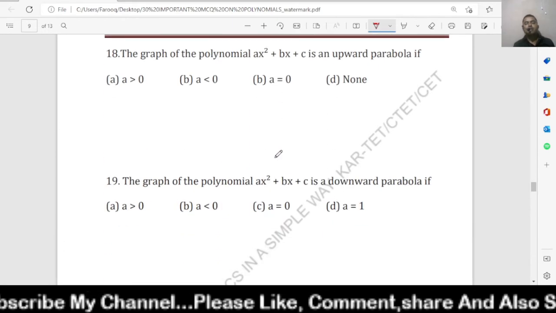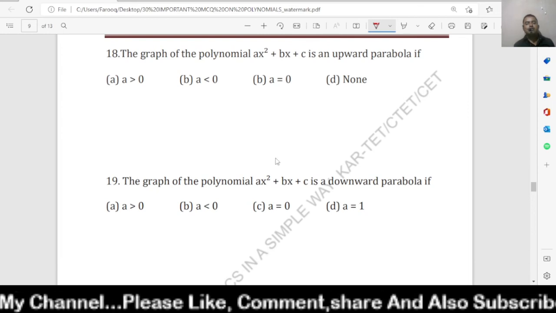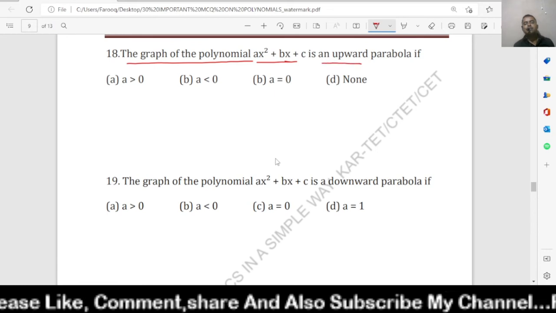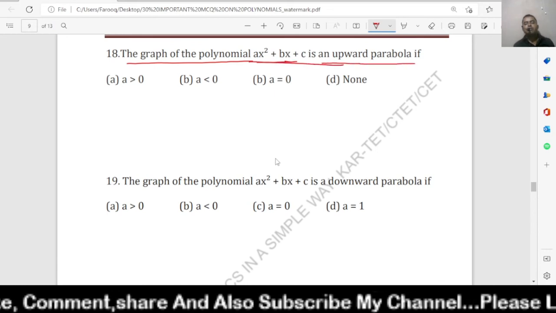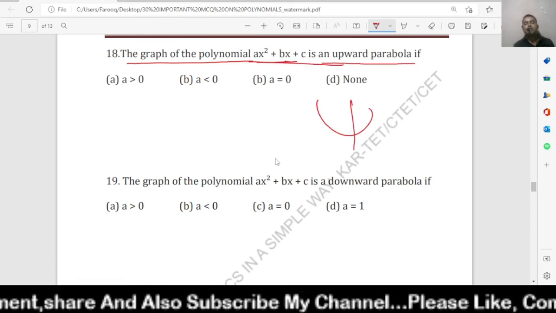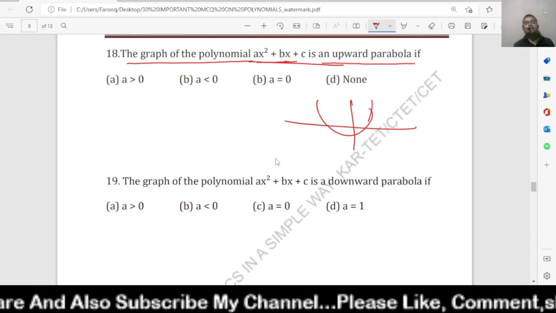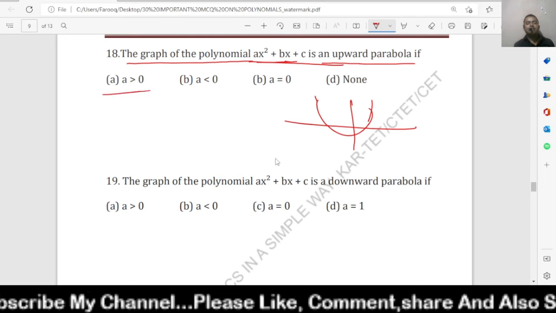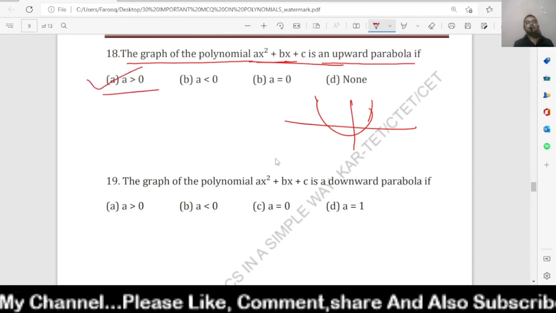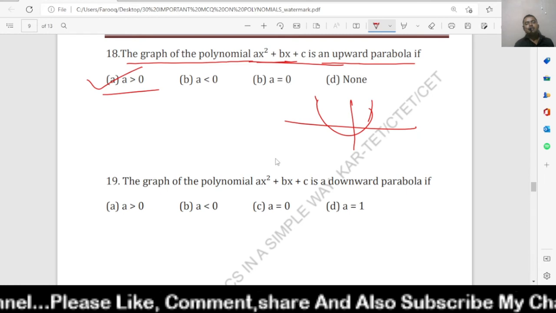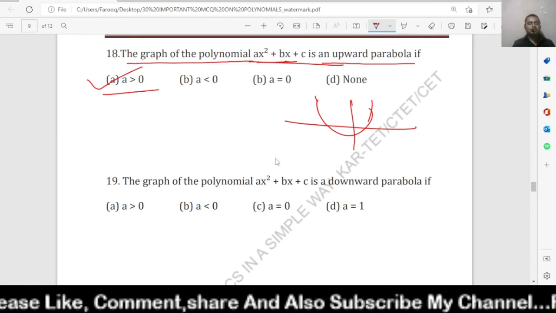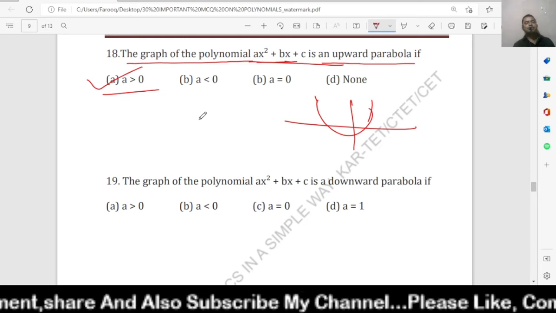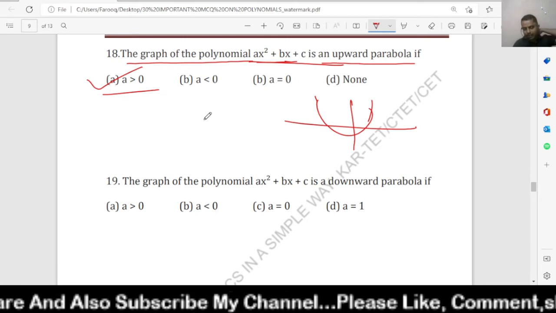The graph of the polynomial ax square plus bx plus c is an upward parabola. Upward means in this manner. This is an upward parabola. If it is an upward parabola, then the value of a, the coefficient of the highest power term, is greater than 0. That is, a is greater than 0. This is a direct question. So if it is an upward parabola, the value of a is greater than 0.